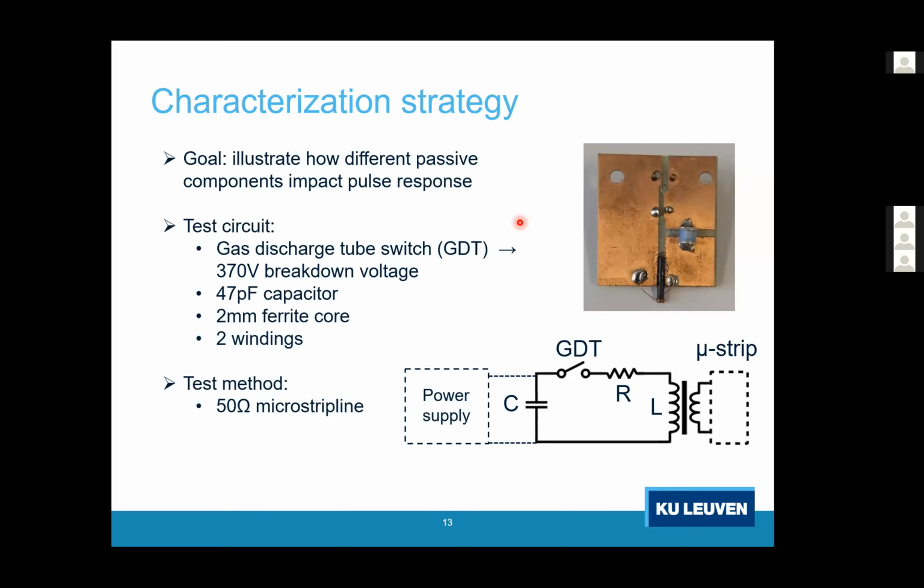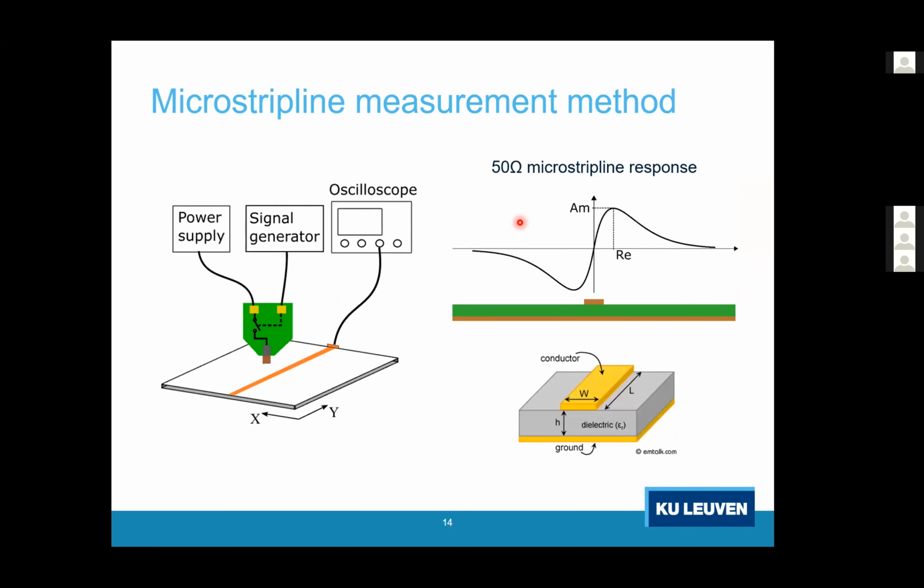The response of the EM pulse itself was measured with a 50 ohm microstrip line. So with your small little probe, you scan the microstrip line, and this will give you an amplitude response, and it also will give you an indication of the resolution, because your peak amplitude will occur at a certain distance from the microstrip line. And this distance also indicates the spatial resolution of your probe.